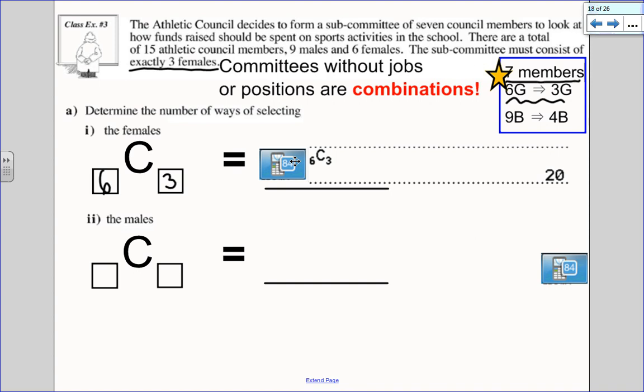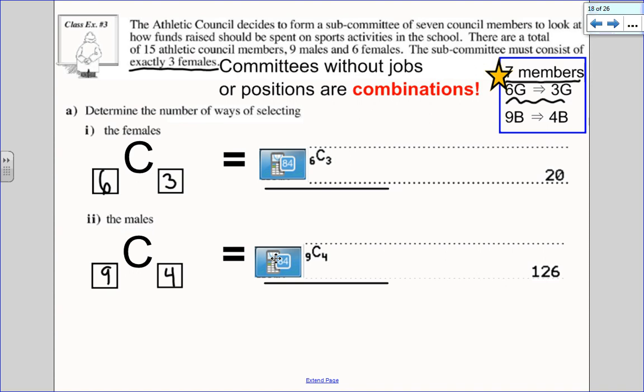Okay, I want 7 members on the committee. So if I want 3 females, that means I want 4 males. So looking at the males, there are 9 males and I'm taking 4 of them. So 9C4, and I put that into my calculator, I get 126.